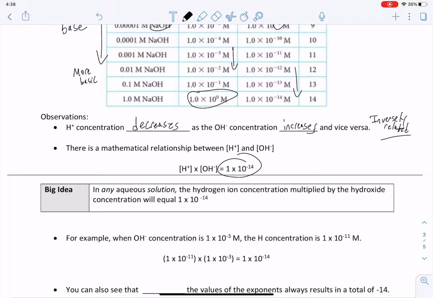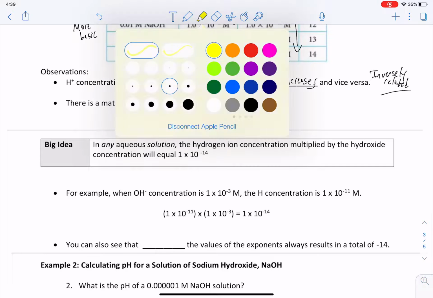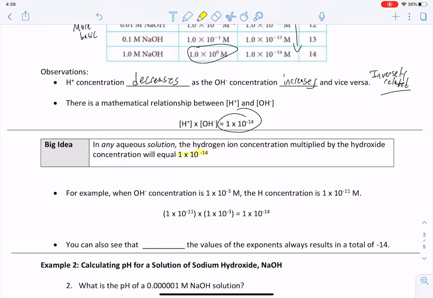Now, that number is going to be important because we're able to figure out the concentration of both, with that number in our minds and using that number as a given in this equation. Okay, so that leads us to our big idea. In any aqueous solution, the hydrogen ion concentration multiplied by the hydroxide concentration will equal 1.0 times 10 to the negative 14. Please remember that number and remember this equation. You're going to use it for the practice problems or the problems on this handout later on.